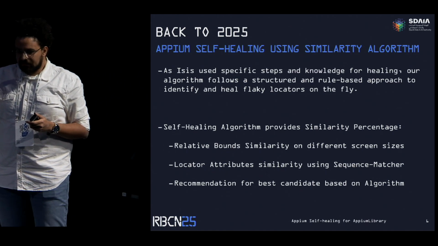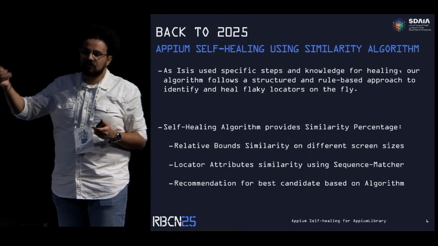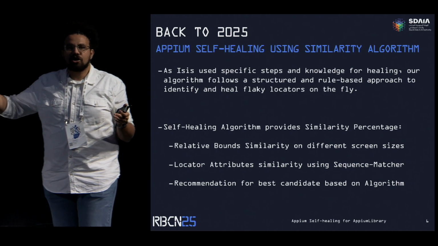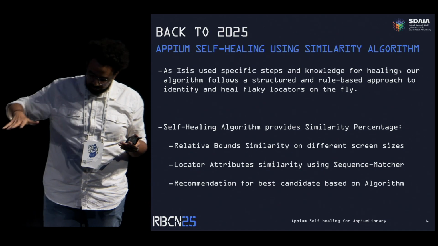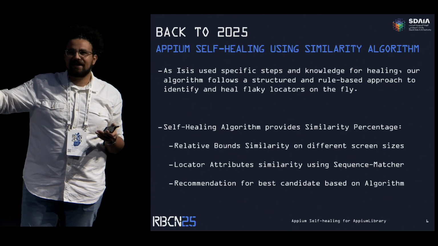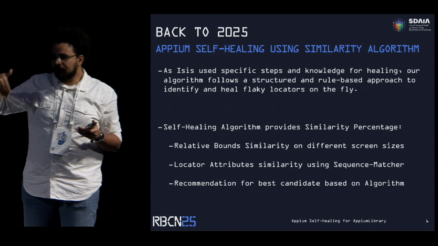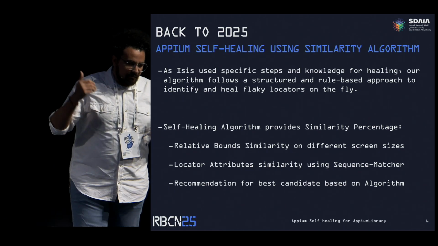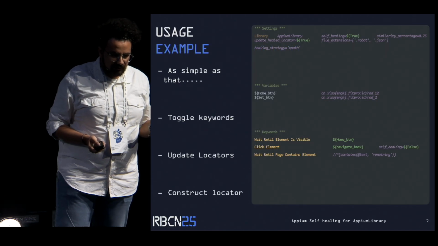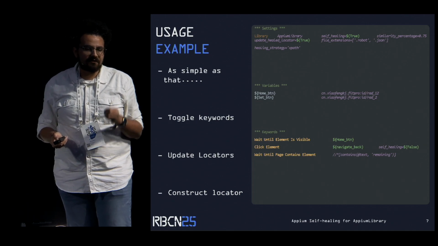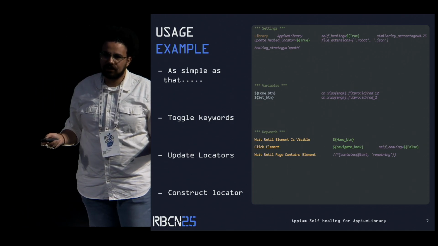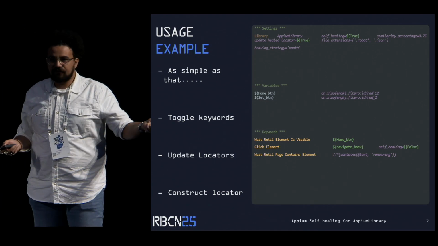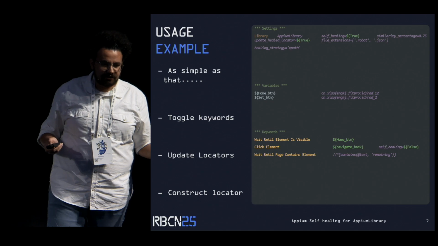But what if the similarity percentage that you have passed to the algorithm is not matching any element? Then the algorithm is going to get the best candidate and give you a recommendation for the similarity percentage. So it's as simple as that. It's fully integrated with Robot Framework, AppiumLibrary. You just need to pass this parameter, which is self-healing true, and the similarity percentage.